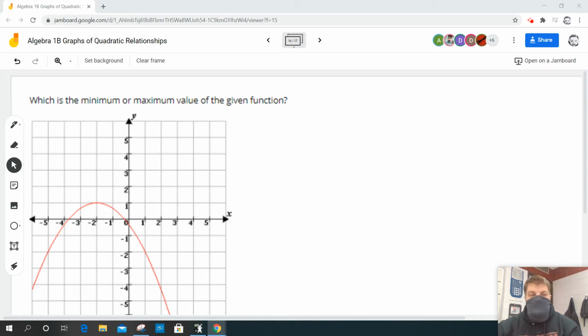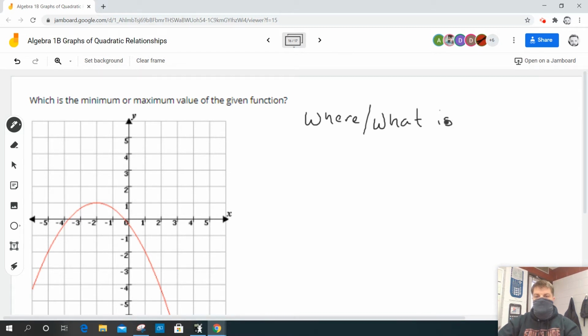All right, this one says which is the minimum or maximum value of this function? So, quick question. Where or what is the minimum or the max? So somebody tell me real quick where you think the min or max is. You could use your own words. You could be very technical.